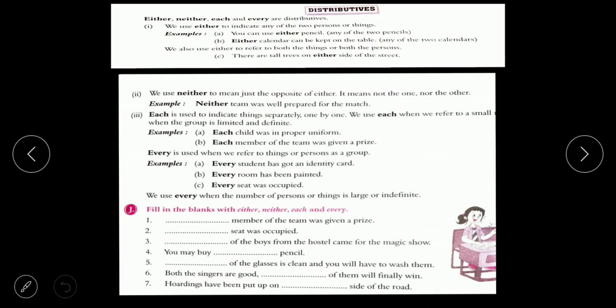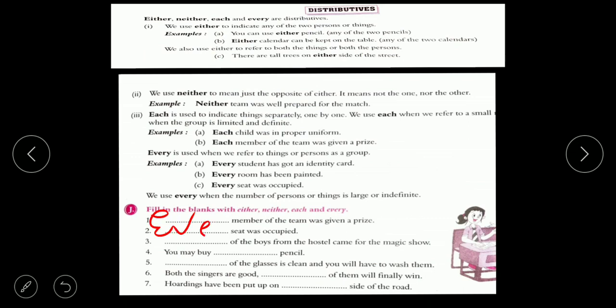Okay. Fill in the blanks with either, neither, each and every. First one, each member of the team was given a prize. What will come? Each member of the team was given a prize. Given an example also. Second one, dash seat was occupied. Then what will come? Dash seat. Here we are indicating about a group. All seats were occupied. Then every. Every seat was occupied.